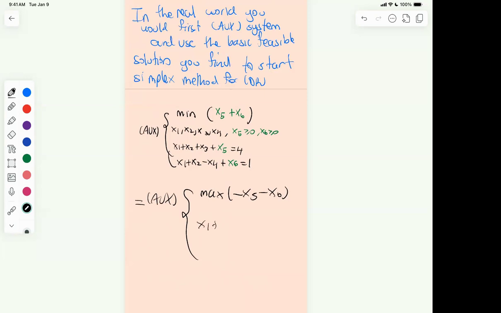It's implicit in everything that I do that all the variables are always non-negative. I just don't want to keep writing that because otherwise it takes me forever. And this is ready to go. You'll see what happens here once you write it in matrix notation.